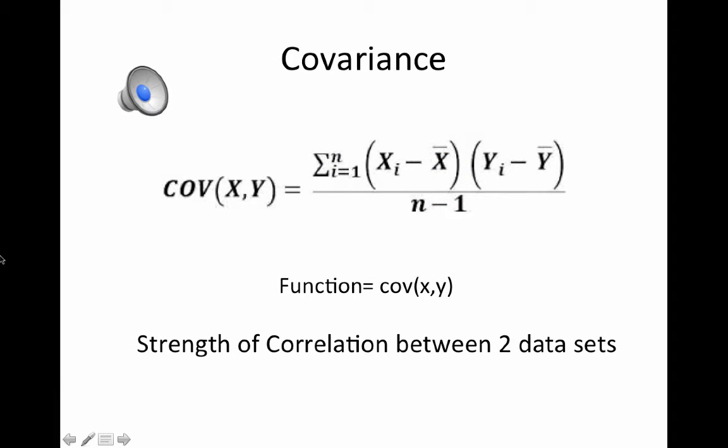Next is the covariance, which is kind of like variance, but instead the equation is the sum from i equals 1 all the way to n of x of i minus the mean of x times y sub i minus the mean of y, all over n minus 1. It measures the strength of correlation between two data sets, so you need an x and a y. The function in MATLAB is cov(x,y).